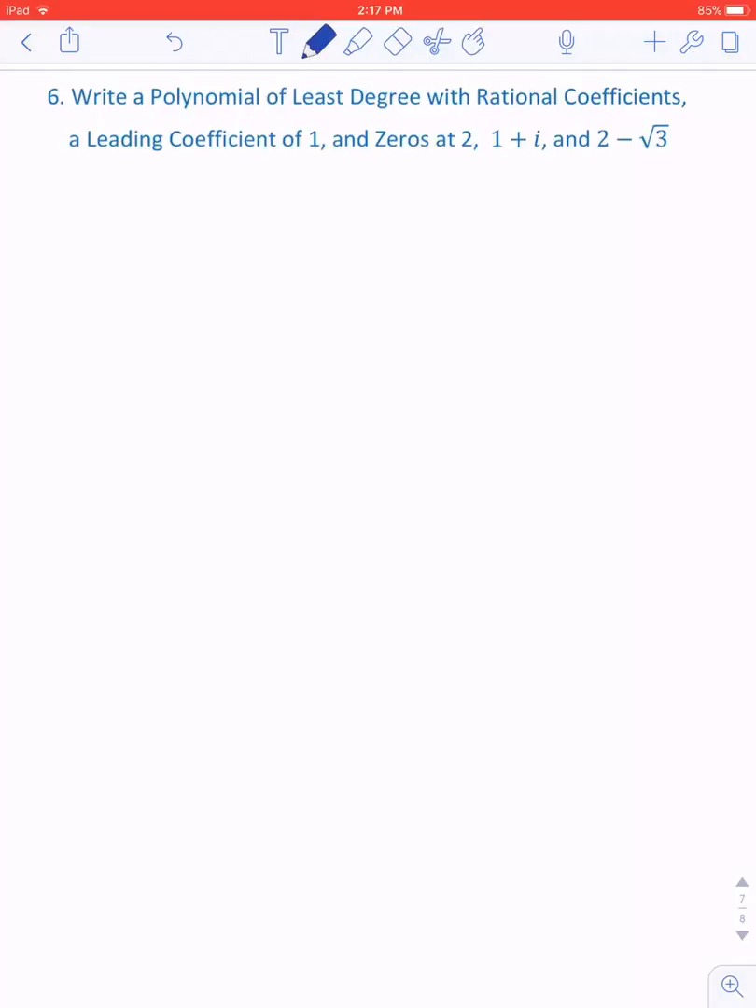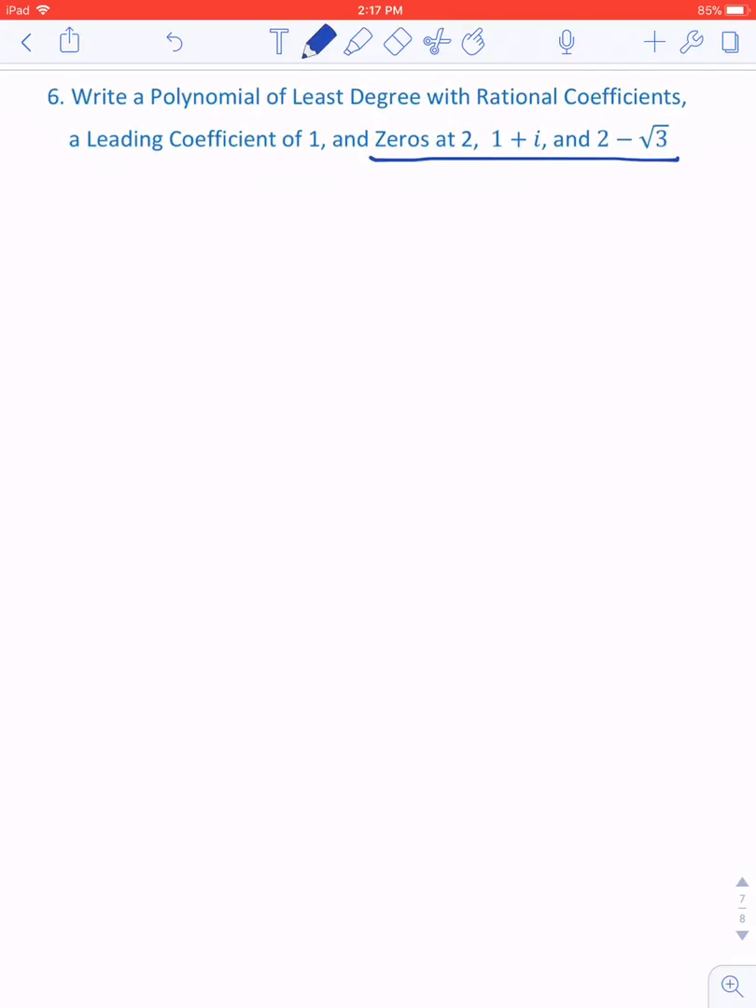agree with rational coefficients. So a true standard form function, leading coefficient of 1, zeros at 2, 1 plus i, and 2 minus root 3. So we're going to have to utilize both of our conjugates theorems.